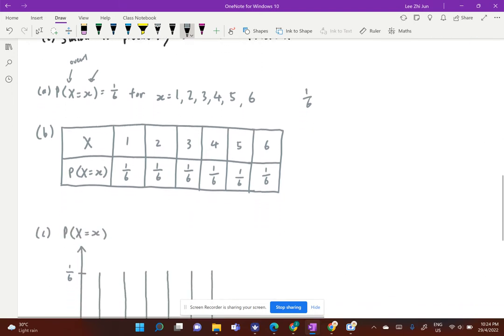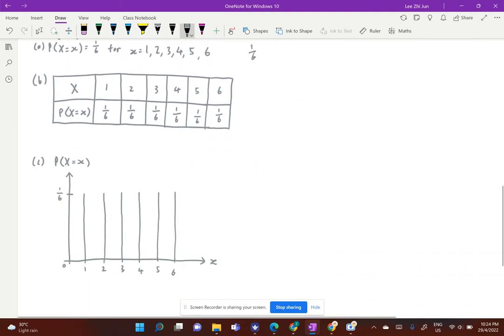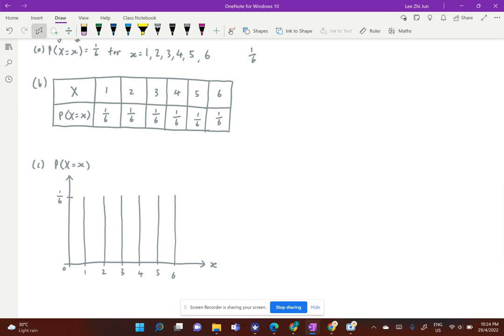And last, sketch the probability distribution function. You learned this in secondary school, so it's maybe familiar to you. Because all the possible outcomes will be 1 per 6, they are all the same length.